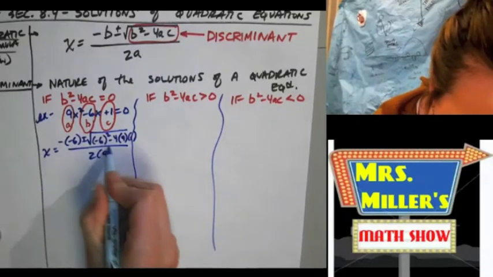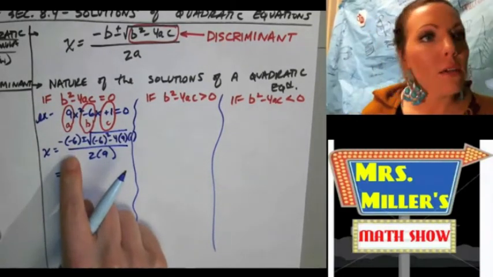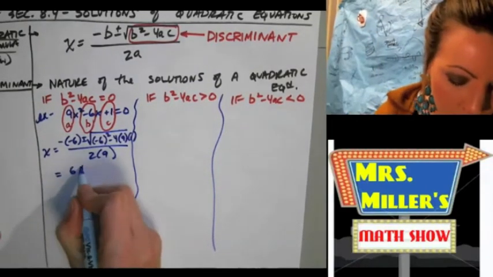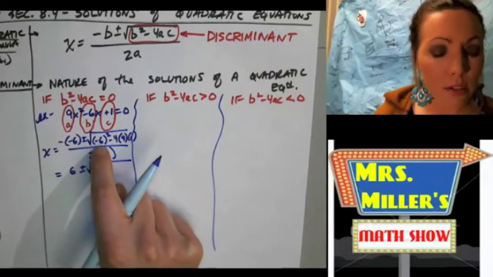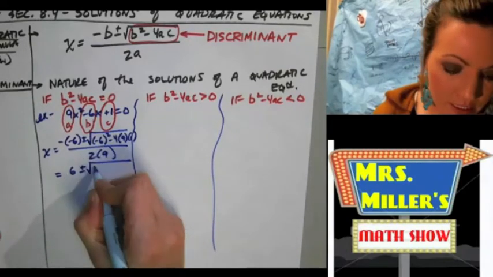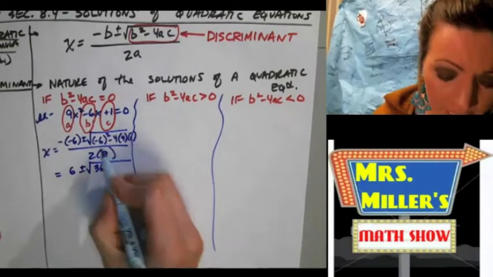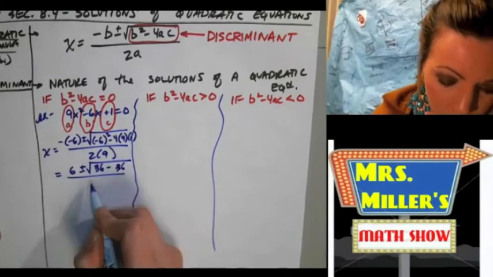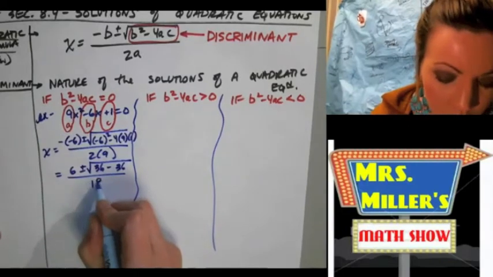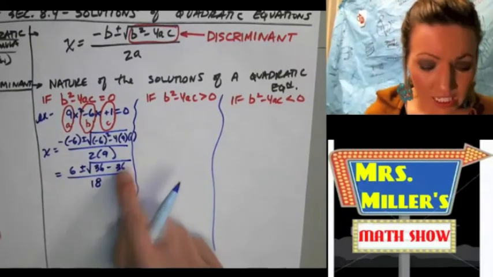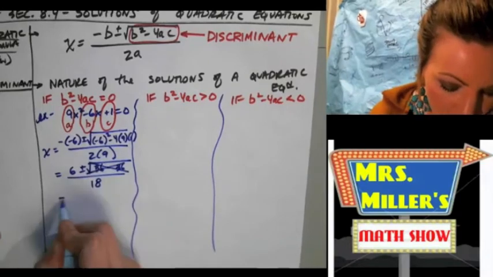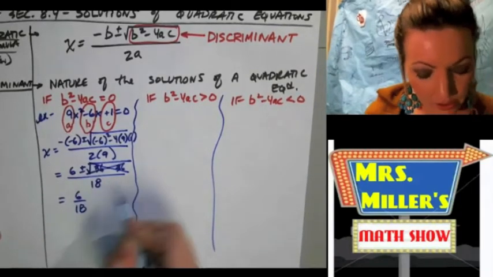So double negatives make a what? So it's 6 plus or minus the square root of, what's 6 squared? 36 minus, this comes out to 4 times 9 times 1, 36 again. And negative 36, 18. What's 36 minus 36? 0. So this just goes away. So we get 6 over 18, which reduces to, what?